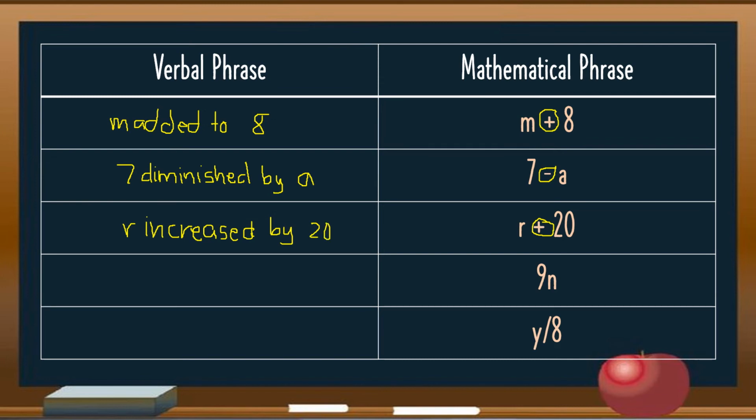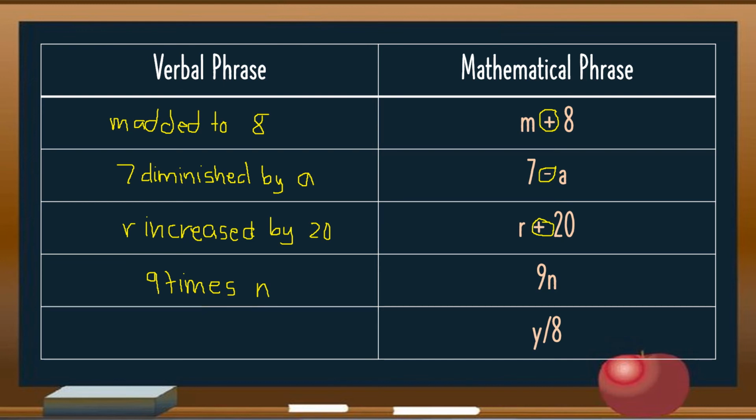Okay, next. We have 9 and N. Sabi natin kanina, kapag nakita natin magkatabi yung number and letter, it means multiplication. So, next is, simplihan na lang natin. Gagamitin ko yung salitang times. Okay, yan yung pinaka-common na keyword na gagamitin natin in multiplication. So, ang pinag-multiply is the number 9 and the letter N. So, we have 9 times N.